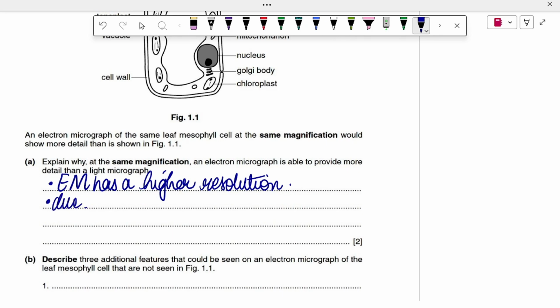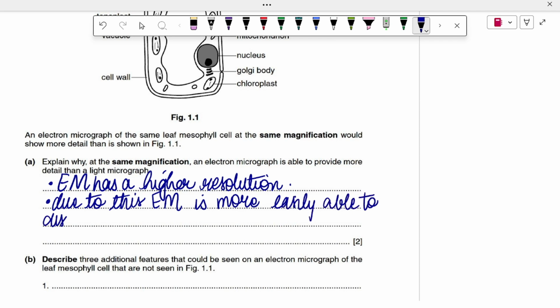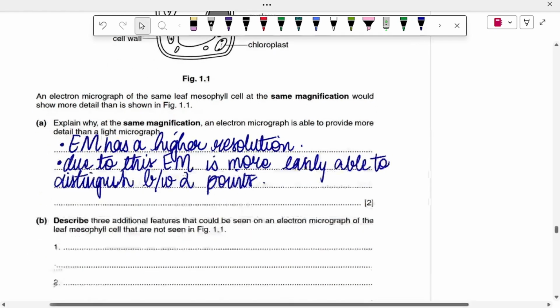Due to this, electron microscope is more easily able to distinguish between two separate points. ये बेसिकली आपके रेजोल्यूशन की डेफिनेशन से आया है. More easily able to distinguish between two points, ये आपने लिख दिया. फिर you can give the comparative figure as well कि आपकी लाइट माइक्रोस्कोप की रेजोल्यूशन 200 होती है, whereas इलेक्ट्रॉन माइक्रोस्कोप, it has a resolution of 0.5 nanometer.